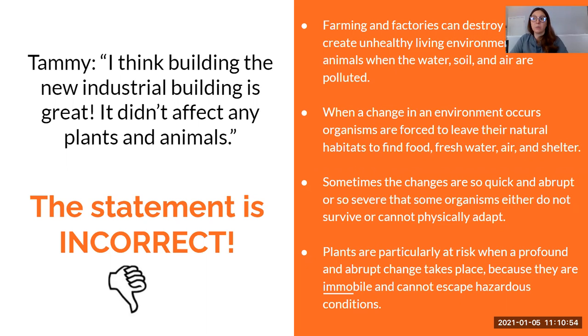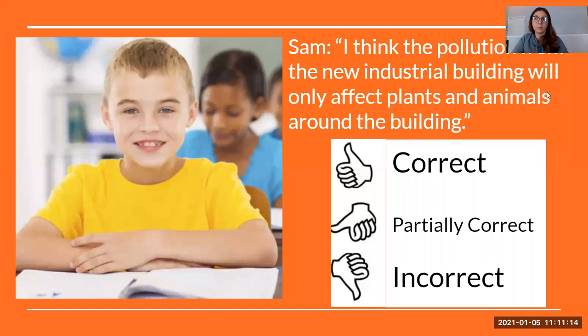Plants are particularly at risk when there's a big change because they're immobile, meaning they can't move on their own. They don't have legs or wings, so they can't really escape those hazardous conditions. So Tammy was wrong. It did affect plants and animals. Let's look at our next student.